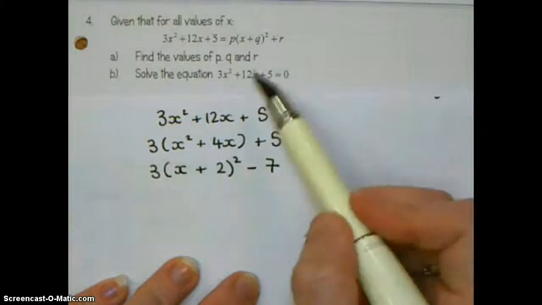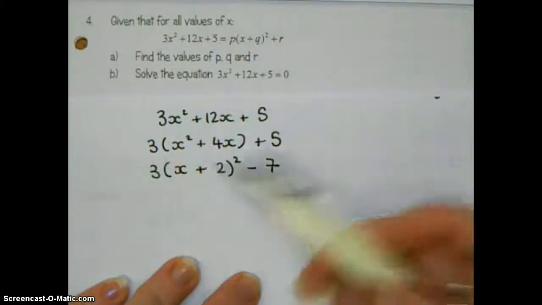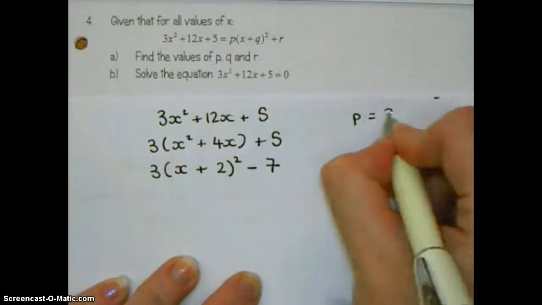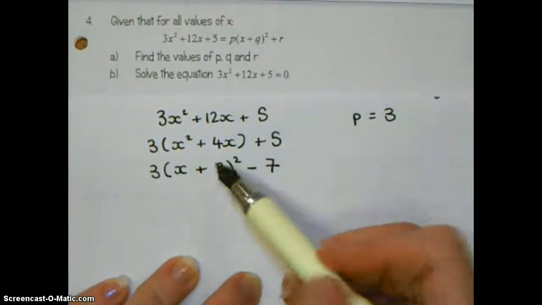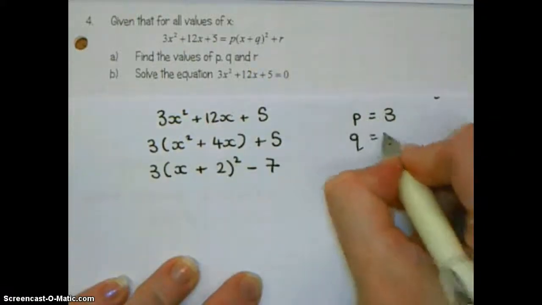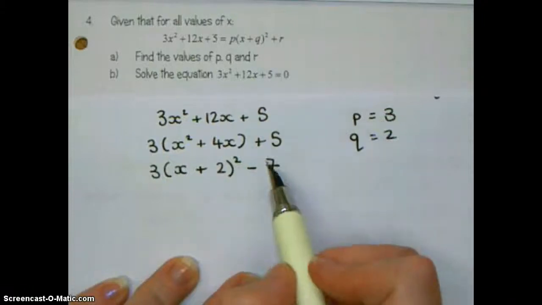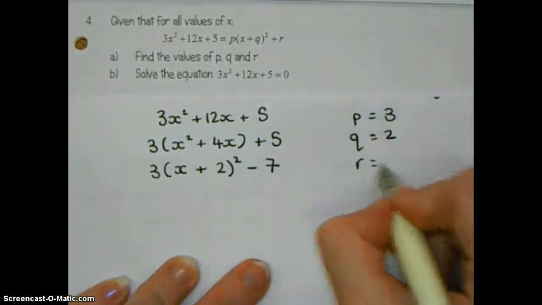And all we do then is compare it up to the top. Well, p is the number before the bracket, so in this case p is 3. q is the number in the bracket with x, so in this case q is 2. And the r is the bit added at the end, so in this case r is minus 7.